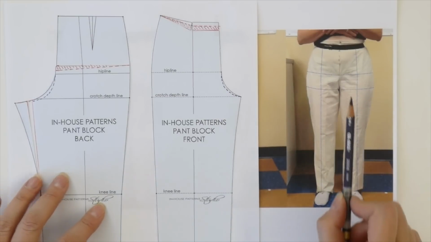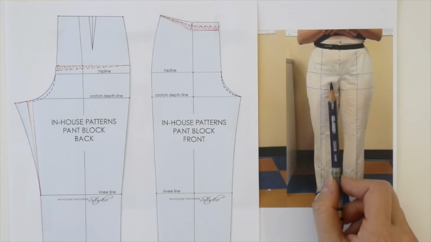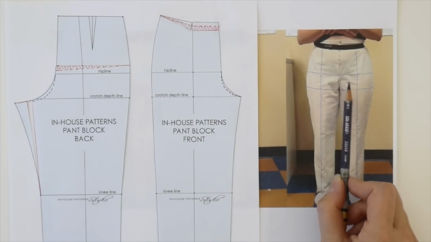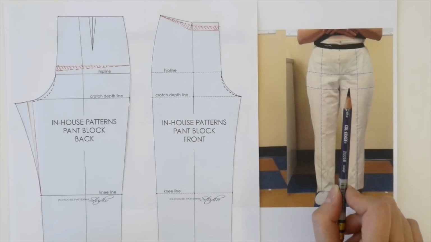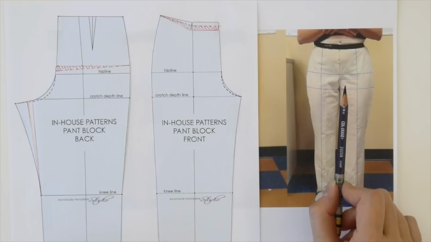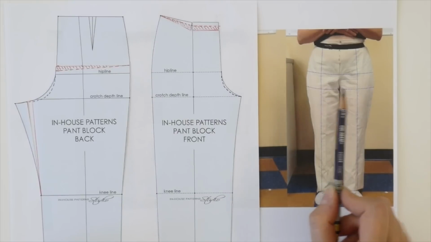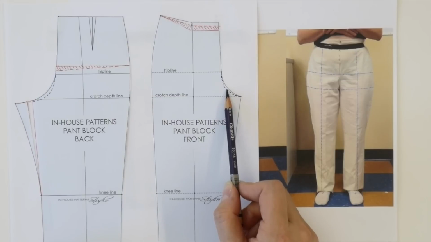But what we do have a problem with is the crotch curve. So you can see there is excess volume here in the front of the pant. We're going to solve that in exactly the same way as we solved the excess fabric in the back. We're going to scoop out the front crotch area.